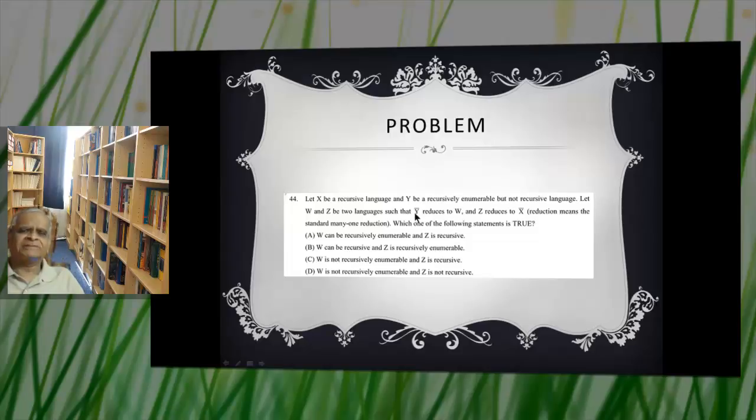Y complement reduces to W. Y complement requires a hypercomputer. W also requires a hypercomputer. So W is not recursively enumerable. So C seems to be the answer. If C is the answer, A, B and D must be wrong.